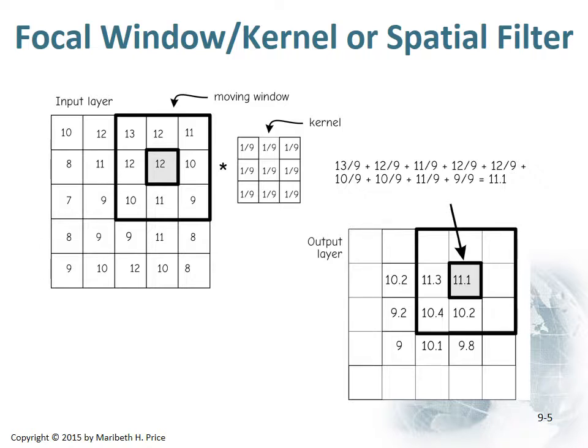And in this case, what the kernel is doing is it's applying the function of multiplying by 1/9 the value of each input cell and then summing those. So 13 divided by 9 plus 12 divided by 9, etc., etc., etc. Add all those things together and you get 11.1 as the computation based upon that 3 by 3 neighborhood, the operation of input cell value multiplied by 1/9, which is the same thing as dividing by 9, and then summing all of those values. So you can program a kernel or a spatial filter in your software, depending on what its capabilities are, to do a variety of different mathematical functions to those cells in the input neighborhood.